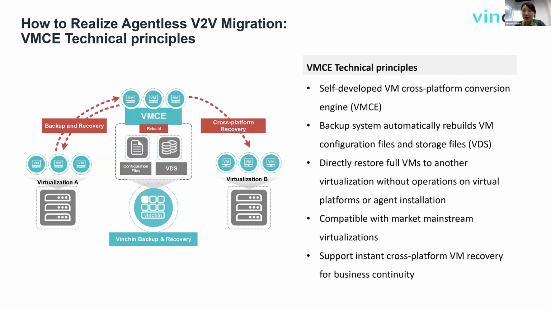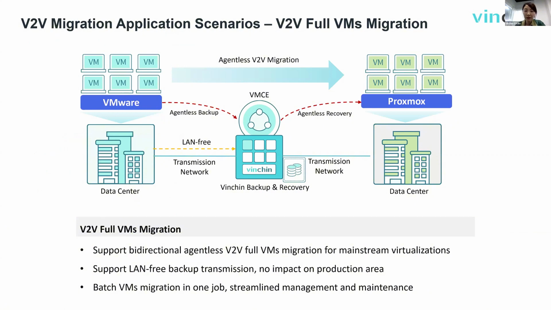And next, I'm going to explain more details about Vinchin's two typical V2V migration application scenarios. The first one is the V2V full virtual machine migration. Here is a picture that clearly shows the process of how we do the complete agentless cross-platform migration job. Let's take VMware and Proxmox as an example. You just need to create two jobs. The first one is performing the agentless backup from VMware, and you can do this through LAN-free transmission. In this way, there is no impact on your production area.